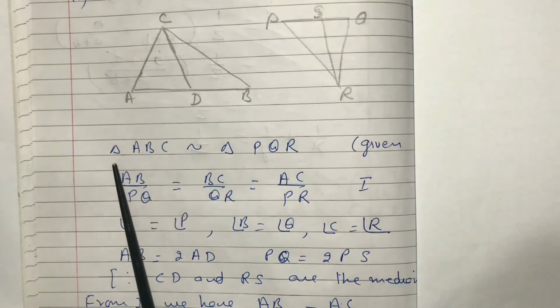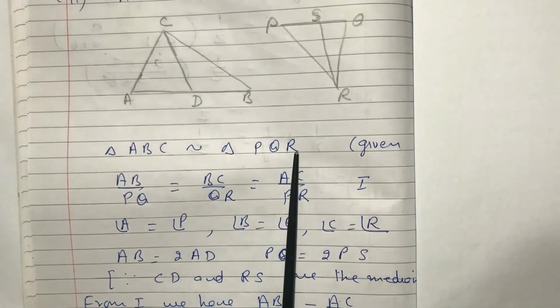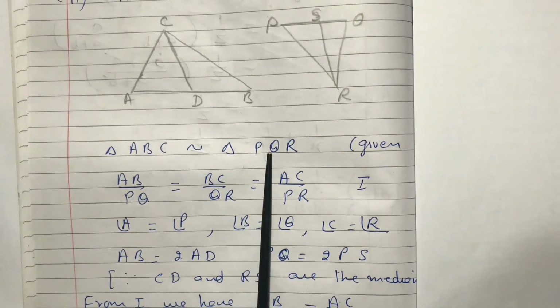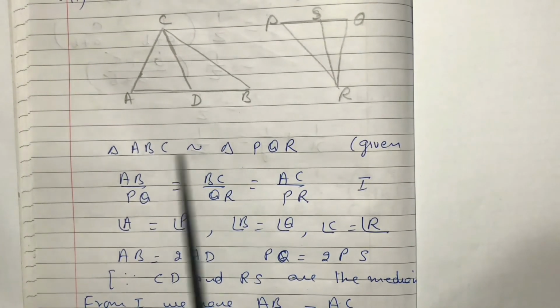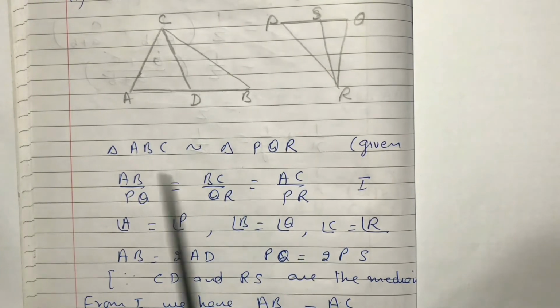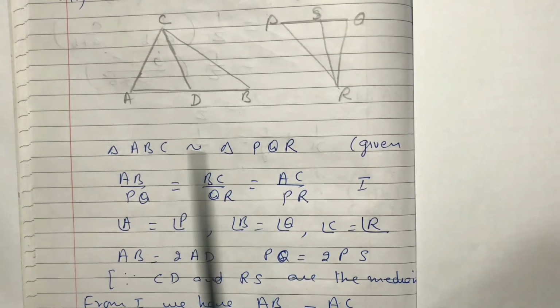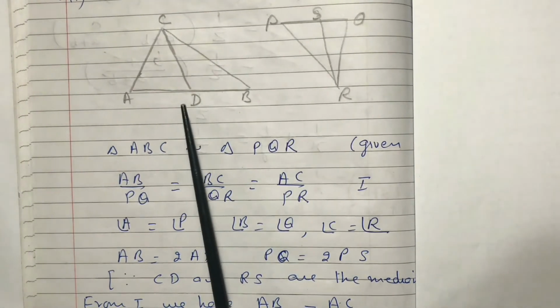Now this is given to us. Triangle ABC is similar to triangle PQR. This is given to us. It means their sides are proportional and their angles are equal. So AB upon PQ is equal to BC upon QR is equal to AC upon PR. And angle A is equal to angle P, angle B is equal to angle Q, angle C is equal to angle R. What else is given to us?